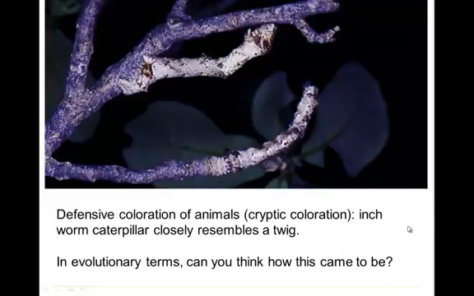And it's as simple as this, that the caterpillars that looked just a little bit more like a twig suffered just a little bit less predation, and as a consequence, they left more offspring. And so in the next generation, there were more caterpillars that looked a little bit more like a twig, and so on and so forth through many hundreds of generations until we have caterpillars that look quite closely like a twig.